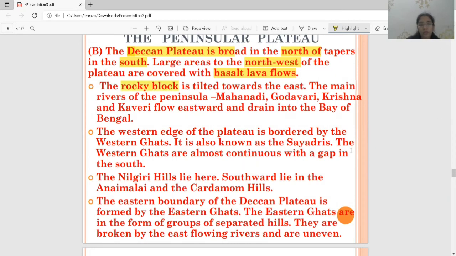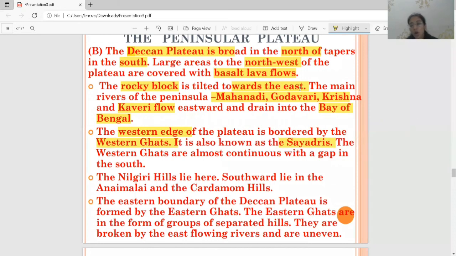The rocky block of this Deccan is tilted towards the east. Main rivers, underline: Mahanadi, Godavari, Krishna, Kaveri, and they drain into your Bay of Bengal. The western side of the Deccan Plateau is your Western Ghats, known as Sayadris, underline.